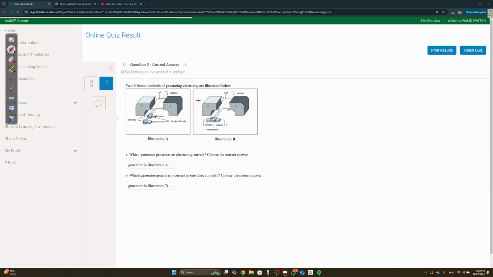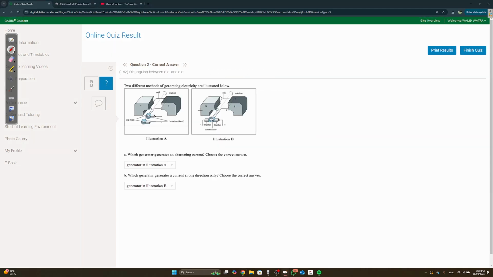Question 2. There are two different methods of generating electricity and they're illustrated below. Which one is alternating? Which one is one direction only? Obviously A is alternating current and B is DC, direct current. How can you know? Because first of all, you have the slip rings. These are used for AC, and they're fixed, as you can see here. It keeps on changing direction. But here in DC, it's the same direction.